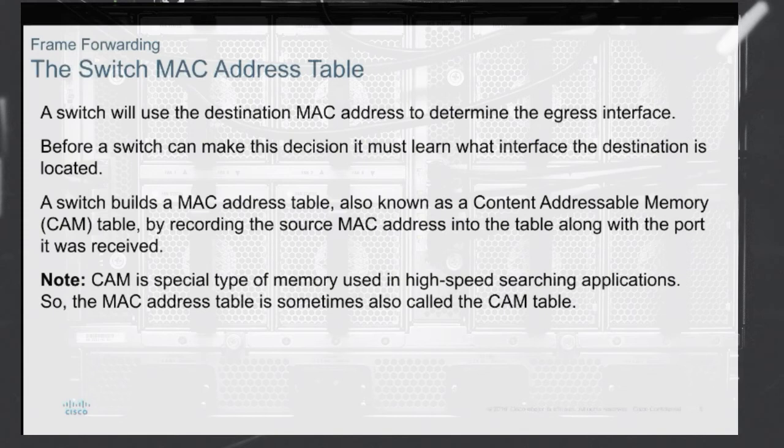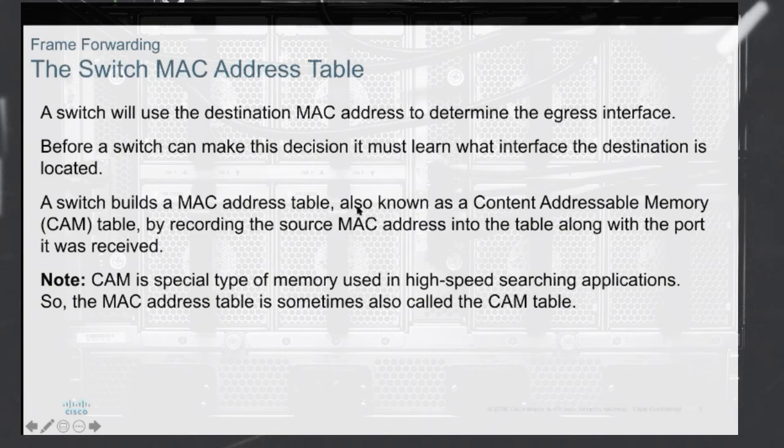But again, as I was saying, when we switch on a new switch, everything is empty. Its MAC address table is empty. And when you connect devices to it, when the devices start to send data through that switch, then this MAC address table starts to populate, right? So before a switch can make this decision, and the decision we are talking about is where to send the data frame, it must learn what interface the destination is located on.